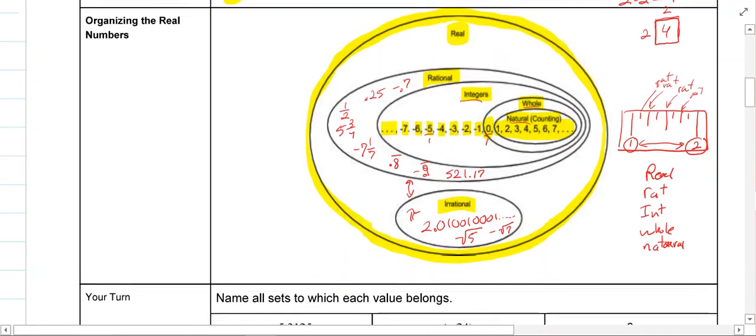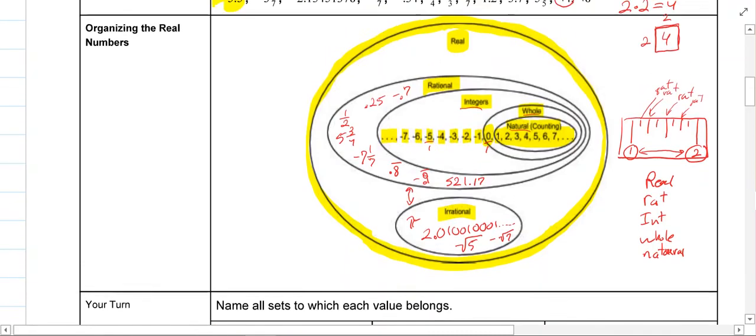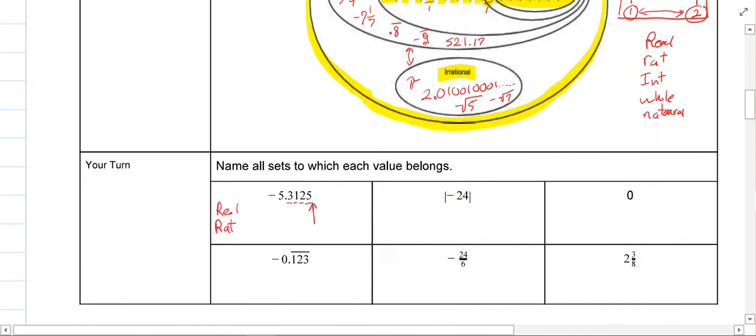Is it anything else? Let's look. It's real, it's rational. Is it an integer? No, it's not, because it has the decimal numbers after it. Is it a whole number? Definitely not. Is it a natural number? Definitely not. Is it irrational? Well, if it's rational, it cannot be irrational. It can't be both. All right, so that's it. It's a real and rational number.